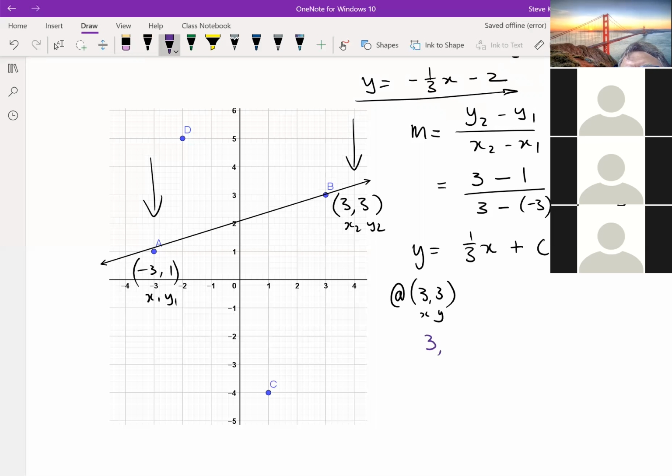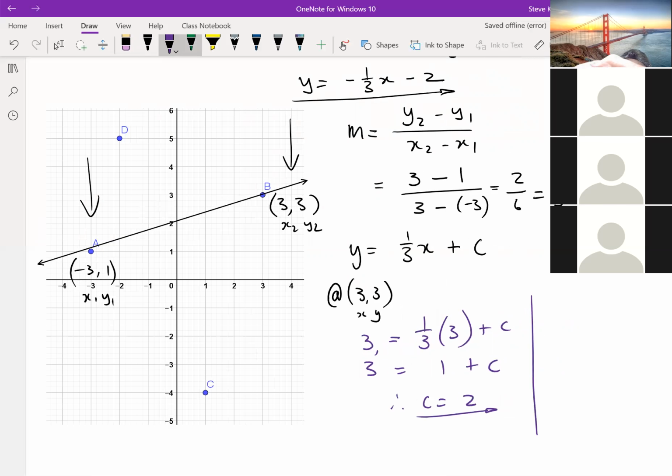So if I substitute that point into the equation, it's going to look like this. 3 for the y value is equal to 1/3 times 3 plus c. Now, 1/3 of 3 is just 1. So 3 is going to equal 1 plus c. I'm sure you can see that c then would work out to be the value of 2, which is what we thought it was going to be anyway.